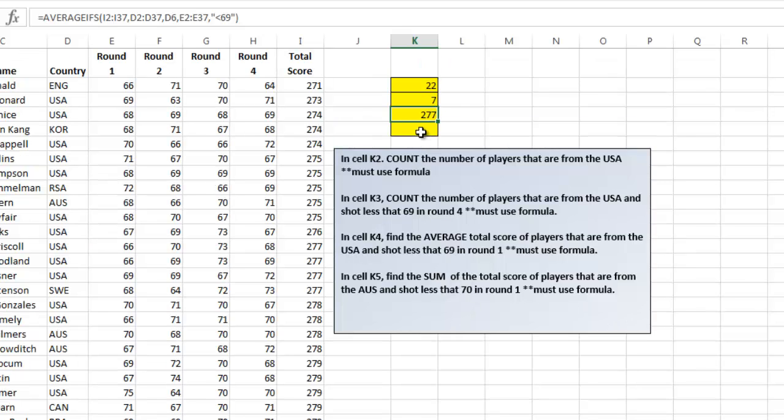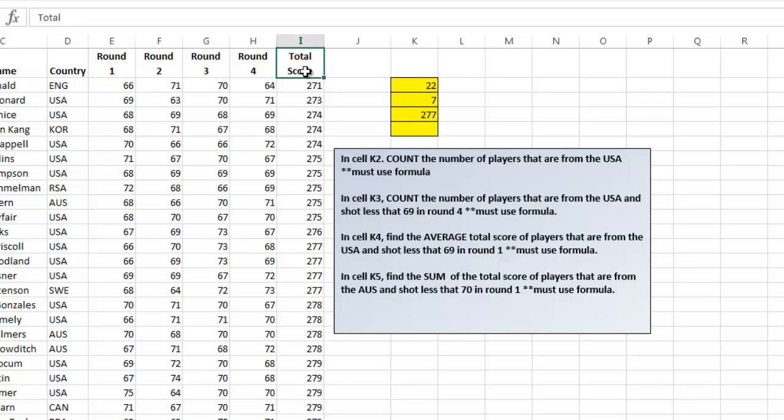Let's do one more, and this one's even a little bit trickier. Right, this is where things start to get interesting in Excel, in my opinion, when you start doing these IF class functions. So here I want to do the sum of the total score of players that are from Australia and shot less than 70 in round one. So there are two criterias. There's both country is going to be part of it, and round one is going to be part of it. And I want the sum of the total score.